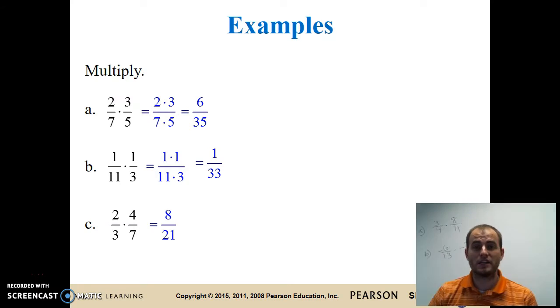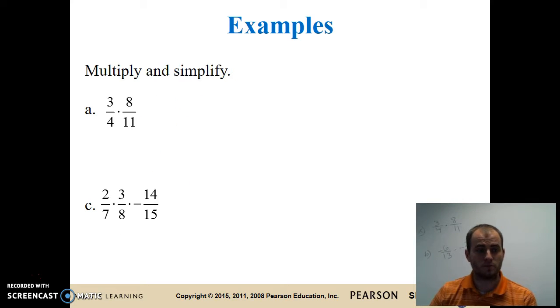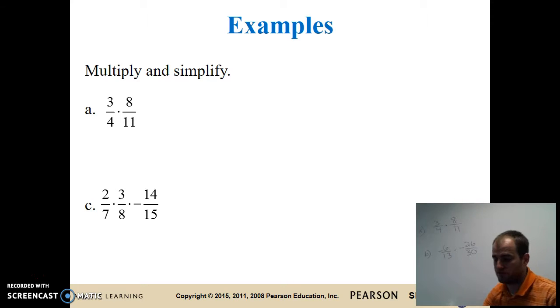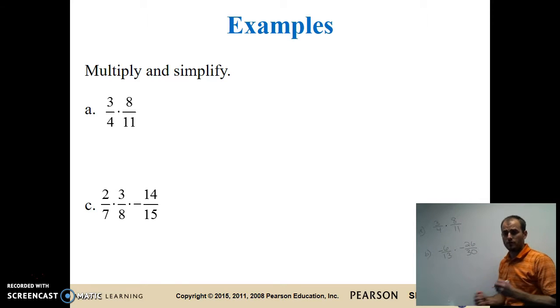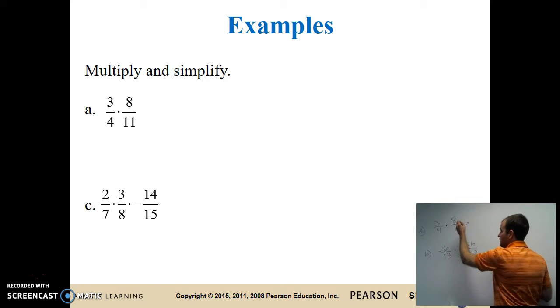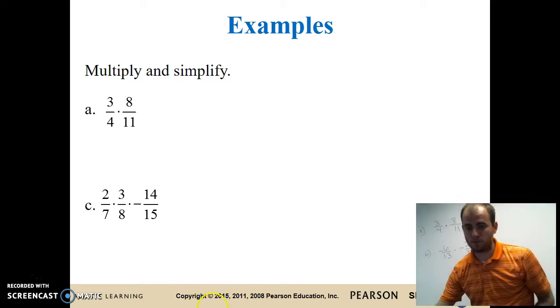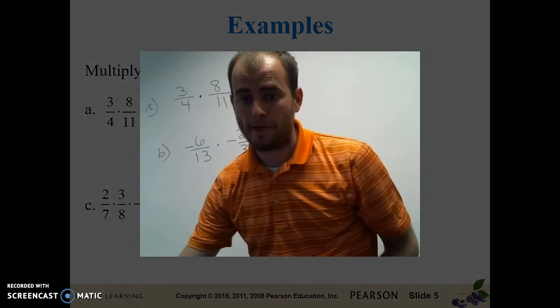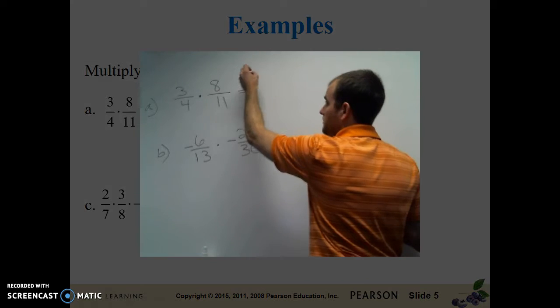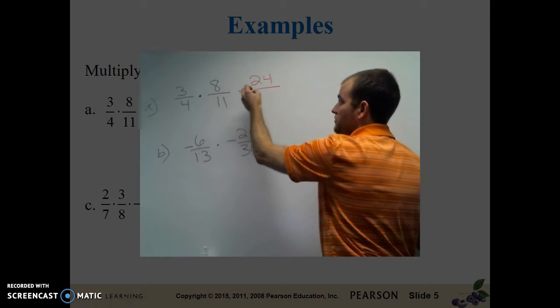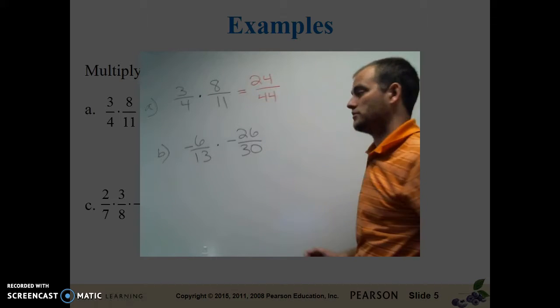But they do get a little bit harder. What do you do when there's some simplifying that's involved? So let's look at letter A here. 3/4 times 8/11. And I'll use the board up here to show you. If you multiply straight across, let me make this a little bit bigger for you. If you multiply straight across, 3 times 8 is 24, and 4 times 11 is 44.